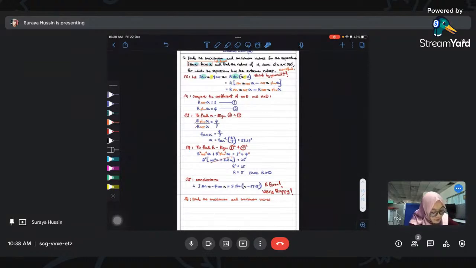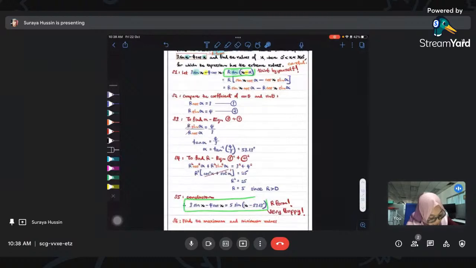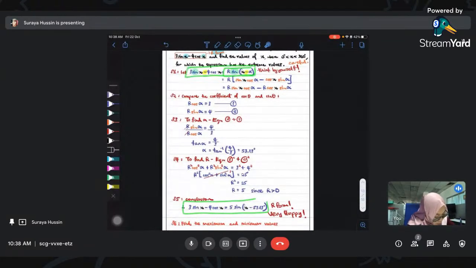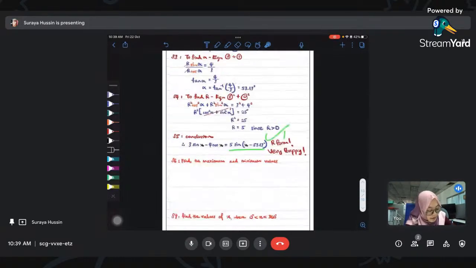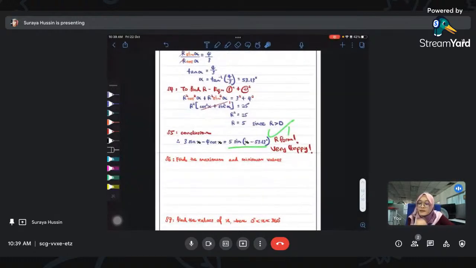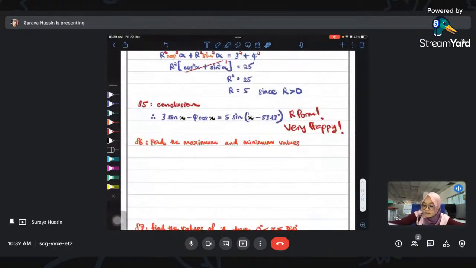Now you have successfully got your R form already, right? So make sure whatever you let here, as I said, you have to copy back into the answer. I repeat, whatever you have let here, you must write it back in full. Write it down in full. Only then will you get full marks. Conclusion. And then, we enter step 6. We want to find the maximum and the minimum value. Yay, let's go to the final part.